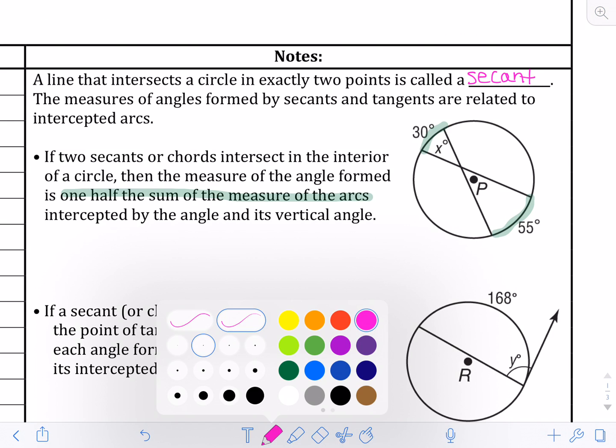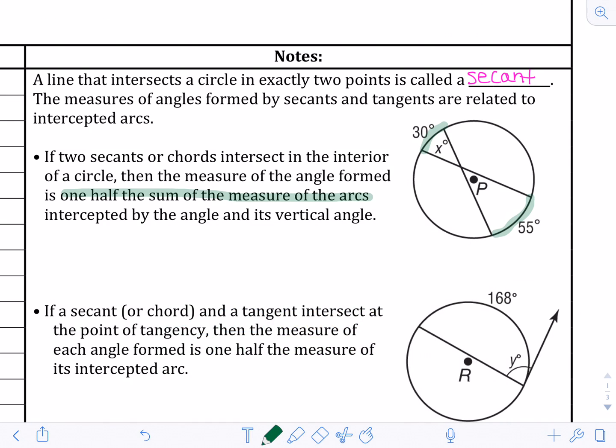To figure out what x degrees is, you're going to do x is equal to 1/2 the sum of those arcs. So 30 plus 55. When you do that, you will get 42.5 degrees.